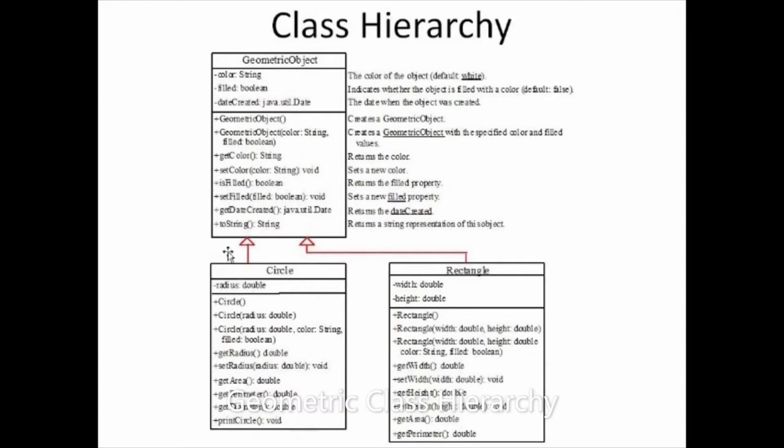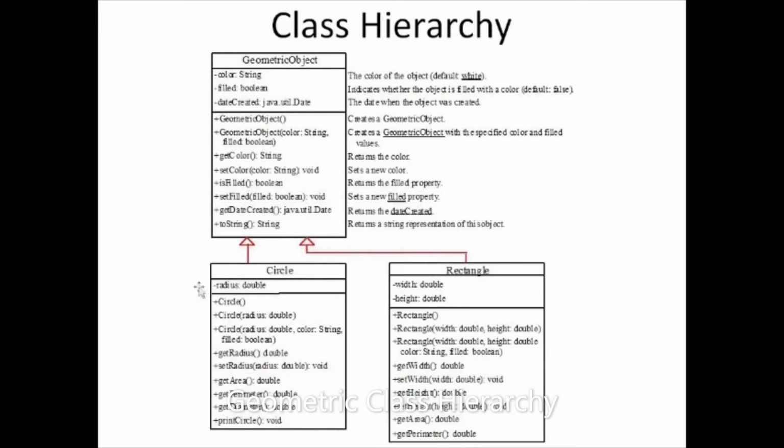Now these red arrows here are kind of special. They mean that circle extends from geometric object. So this means that geometric object is the superclass and circle is a subclass of that. The other way of thinking about this relationship is "is a". So for example, circle is a geometric object, rectangle is a geometric object. So that's how you should think when you're looking at this kind of relationship.